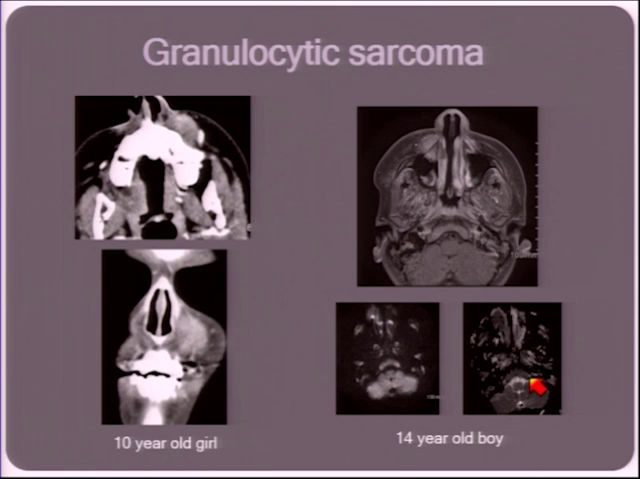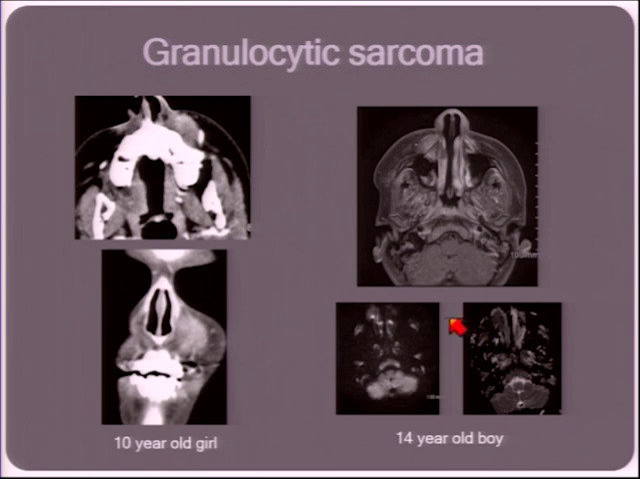The last entity I'll show you is granulocytic sarcoma. These are soft tissue collections of leukemic cells that occur outside of the bone marrow. They can be the initial presentation in pediatrics for leukemia, but most often it occurs in refractory disease or later in the disease course, and it's usually seen in the setting of AML.